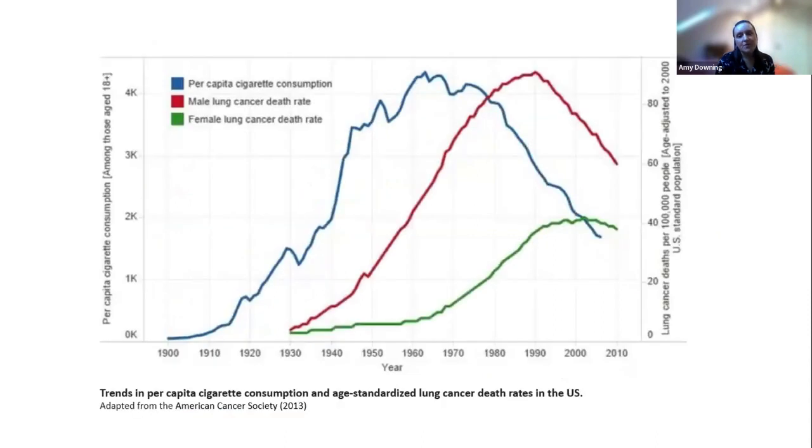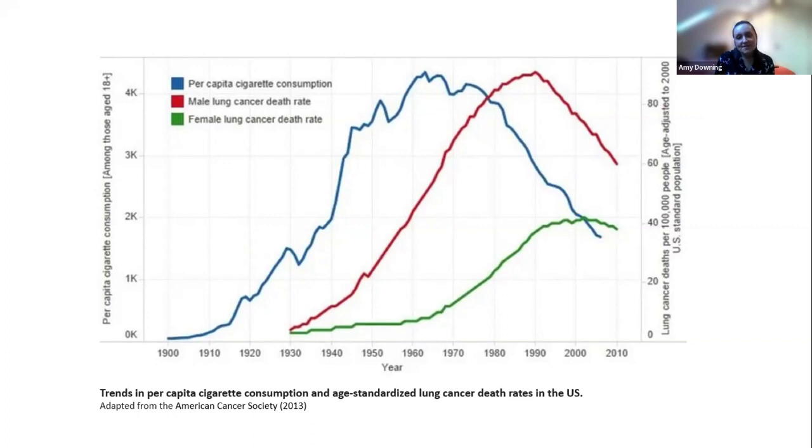But if we look at this alongside the lung cancer death rates, it's a really interesting picture. So this is an example from the US. So the blue line is the cigarette consumption, as we just saw previously. But now we have the male lung cancer death rate in the red line and the female lung cancer death rate in the green line. And you can see, particularly for the males, how it really mirrors the tobacco consumption, but just with this lag time of around 30 years.